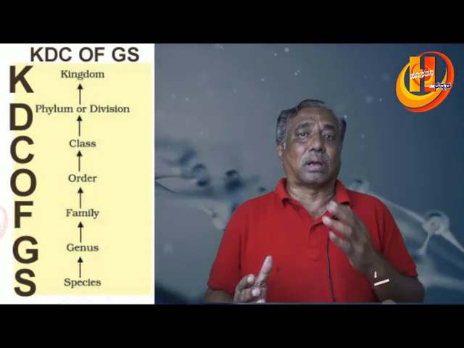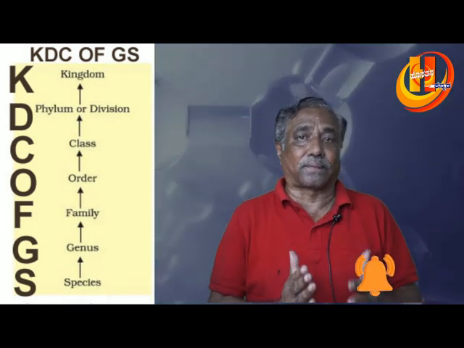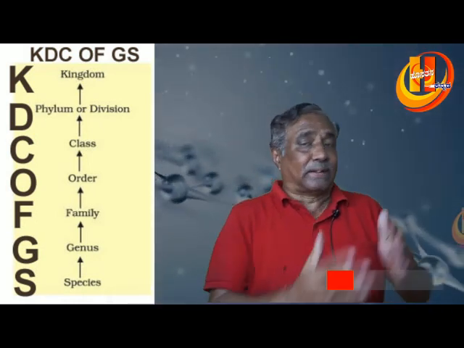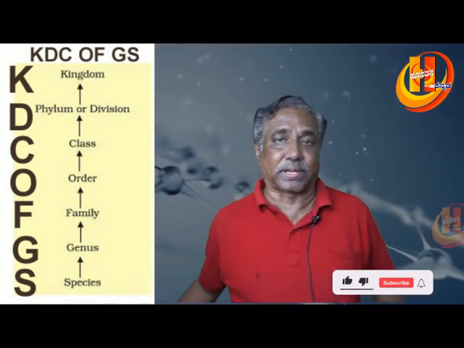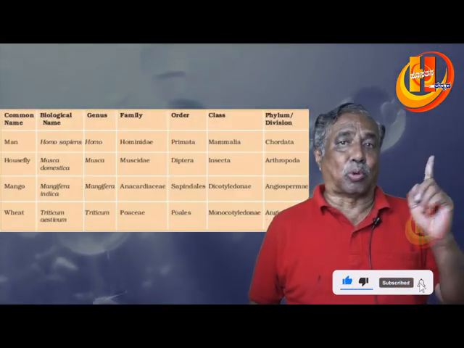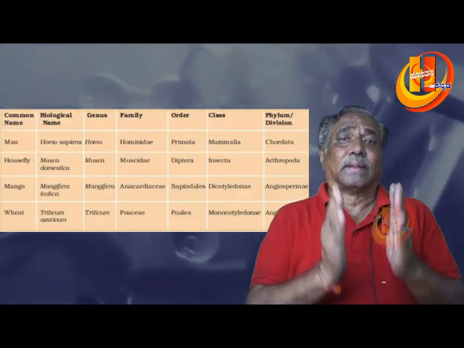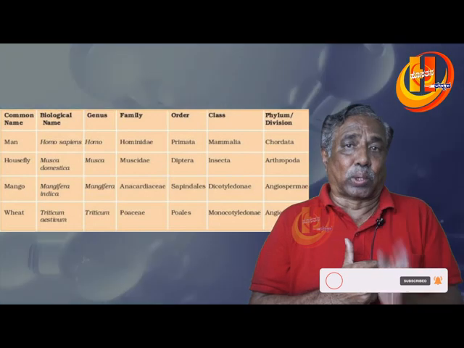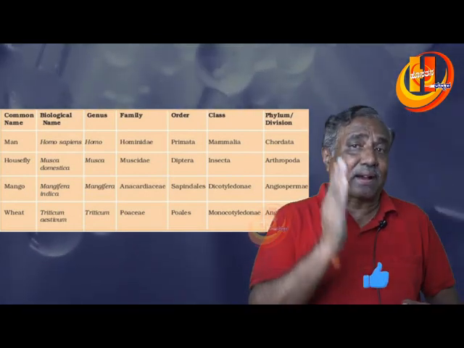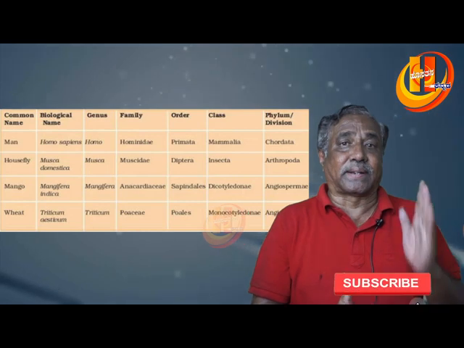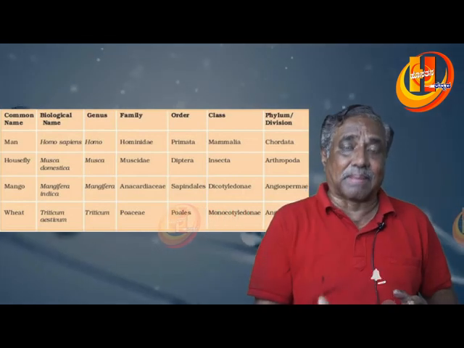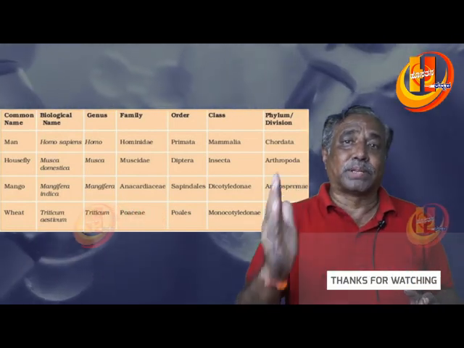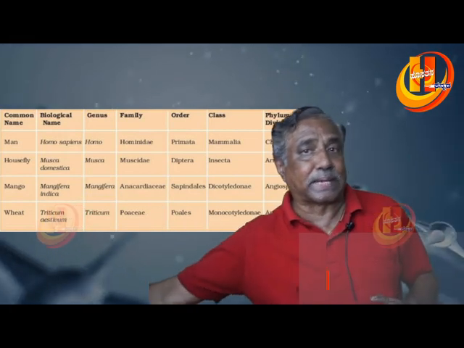Next to this, after order, class: Dicotyledonae, Monocotyledonae. Anyhow, what are all the examples and classification given for 4 things? One is Homo sapiens: kingdom Animalia, no division, in animals it is phylum Chordata, class Mammalia, order Primata, family Hominidae, genus Homo, species sapiens.